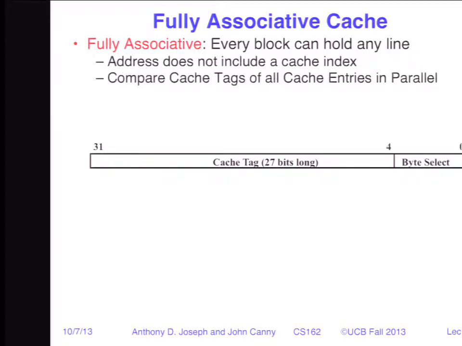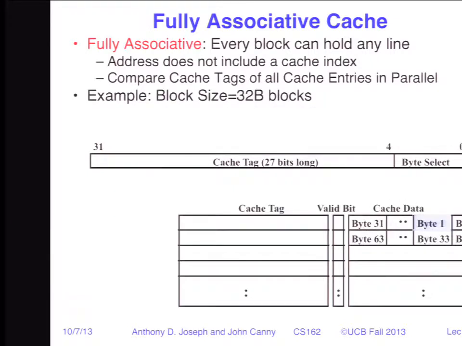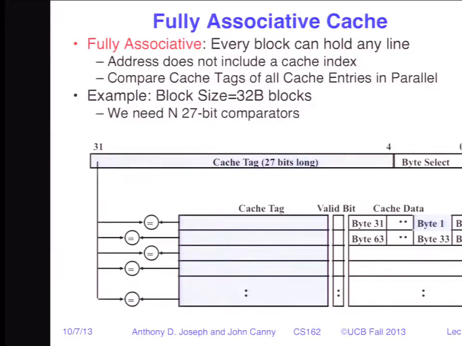So now we're going to compare the cache tags of all the cache entries in parallel. So here we have our block. Byte select tells us which byte. We have our valid bit. And our cache tag now has to be compared in parallel with all of the entries. All right, so if our cache has 512 entries, we need 512 comparators for our fully associative cache.